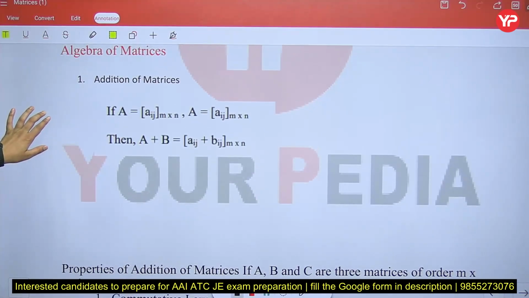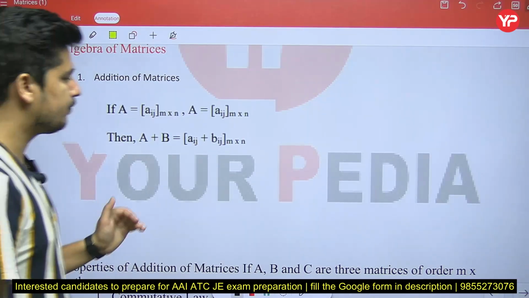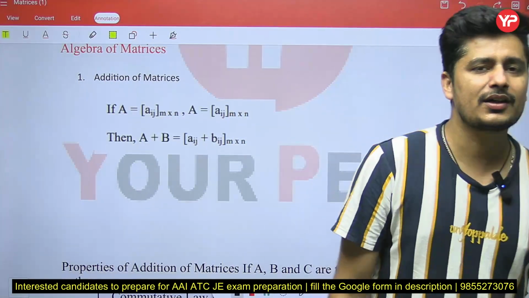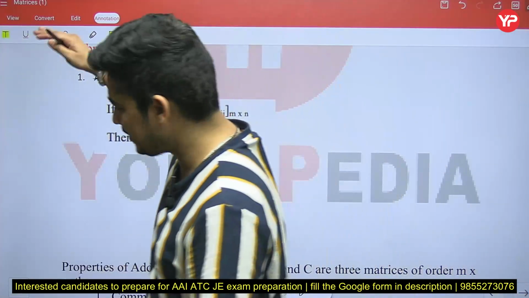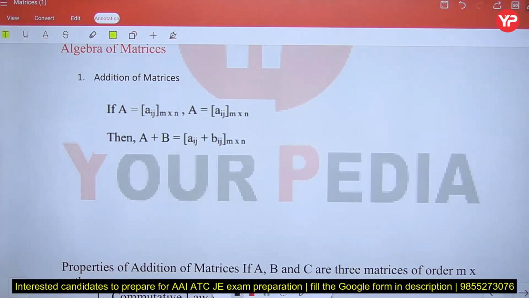Now we come to the algebra of matrices. Now the concept of addition will come. Sorry, I forgot that, we were comparing two matrices. That is equal matrices. Okay.